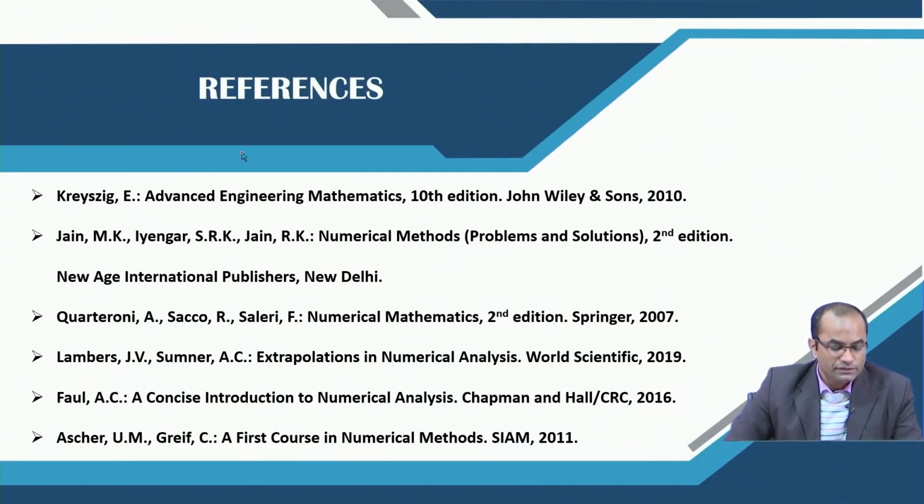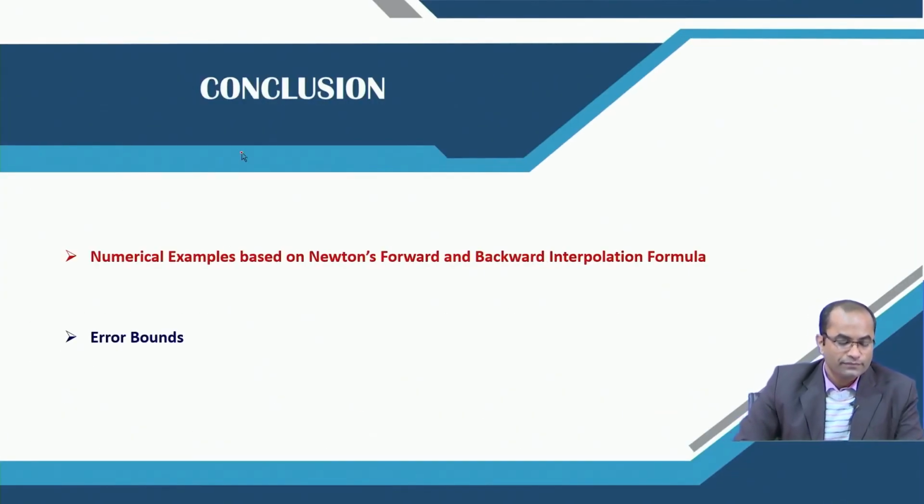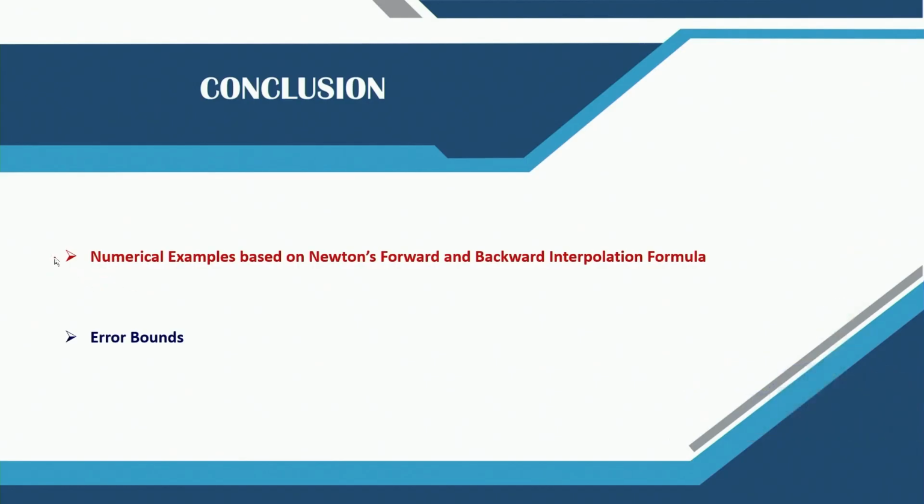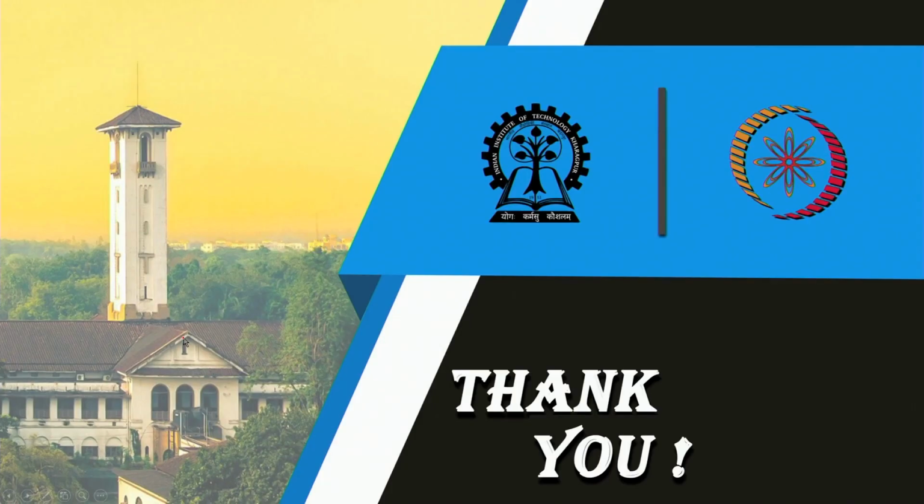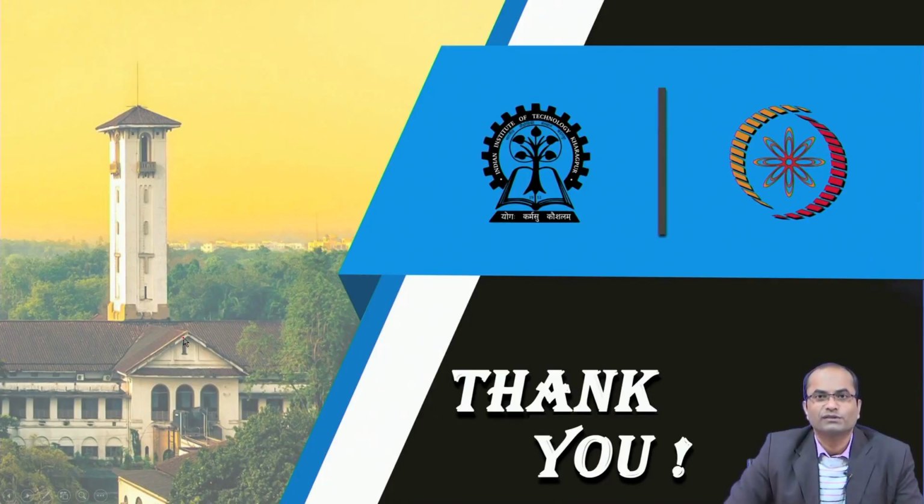These are the references we have used for preparing this lecture, and what we have done is demonstrate through several examples how to construct the interpolating polynomial using Newton's forward and Newton's backward interpolation formula. And in this last example, we have also made use of the error bounds which were derived earlier in the first lecture on this interpolation. So, that is all for this lecture, and I thank you very much for your attention.